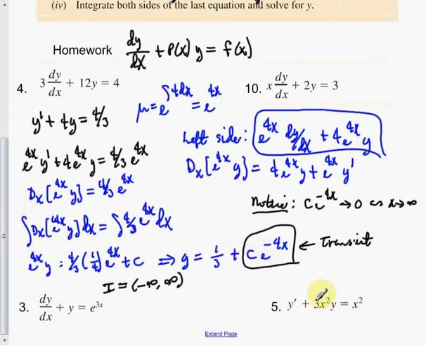Well, I had wanted to do 10, but I got a lot of stuff around it, so let's look at number 3.